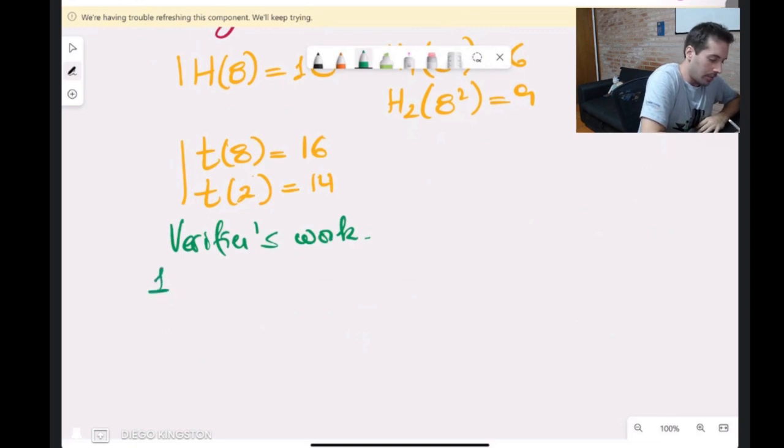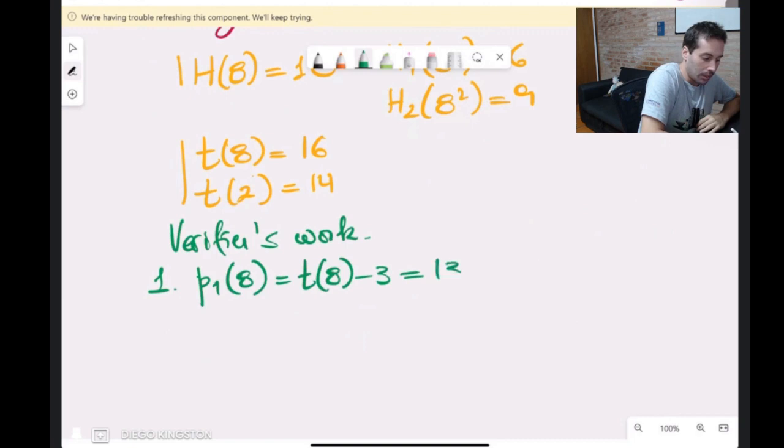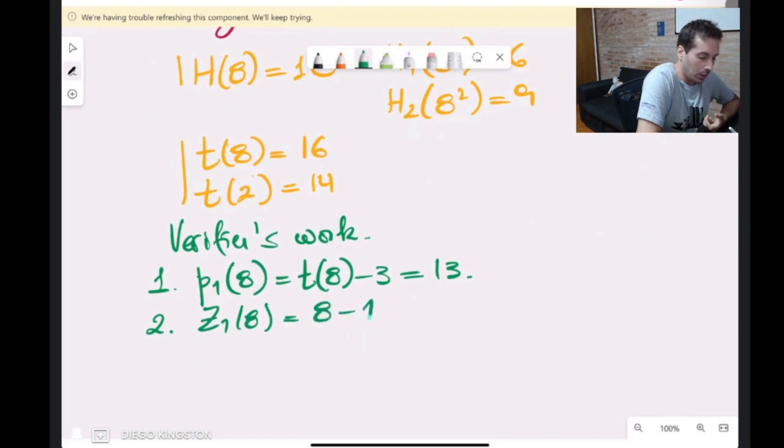So the first step is, well, he can evaluate what we call P1 at 8, which is simply T of 8 minus 3, and this is simply 13. He also knows where the constraints hold, so he can evaluate the verifier. So C1 of 8 is simply 8 minus 1. Remember, this is simply because it was x minus 1, and this is 7.